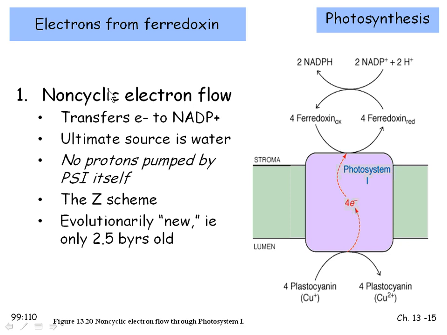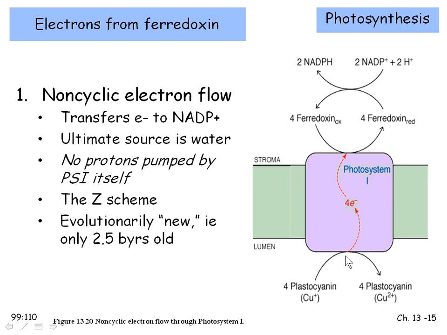And in non-cyclic electron flow, ferredoxin can give up its electrons to NADP+. So you have reduced ferredoxin and the oxidized NADP+. The ferredoxin gives up its electrons. Now you have NADPH, which is great for doing biosynthesis. And now the ferredoxin is oxidized, and it can come back and pick up more electrons and keep going.